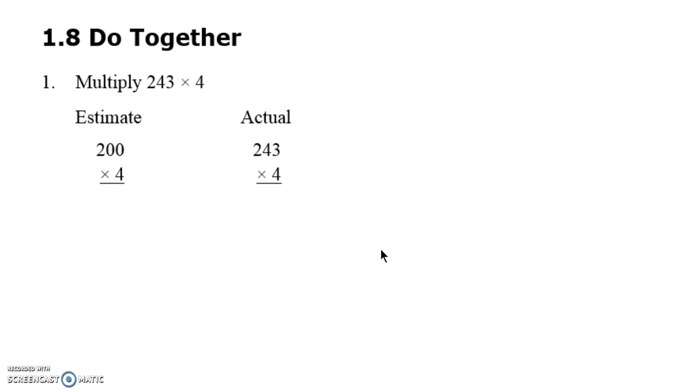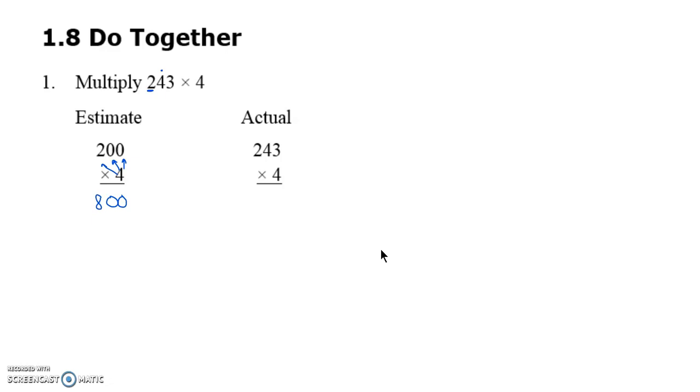So for number 1, we're going to multiply 243 times 4. They've done the estimating for us. So they've shown us that when we round 243, it's going to round to 200. And the 4, we're going to leave as it is because that would round down to 0. So we're going to now go ahead and multiply 200 times 4. 4 times 0 is 0. 4 times 0 again is also 0. And then 4 times 2 is 8. So we'll be looking at a number close to 800.